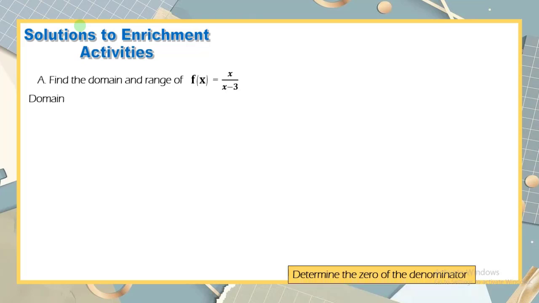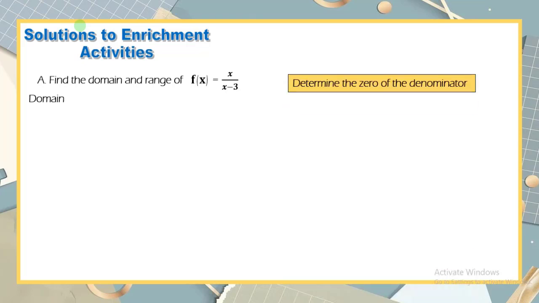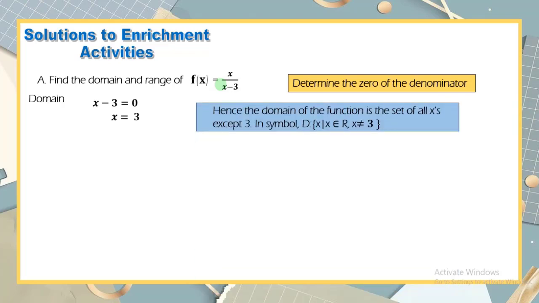So for the domain, determine the zero of your denominator. So your denominator here is x minus 3. So equate it to 0. That becomes x minus 3 equals 0. Then solve for x. So x is equal to 3. Hence, the domain of the function is the set of all x except 3. In symbol, D is equal to x such that x is an element of real numbers and x is not equal to 3.